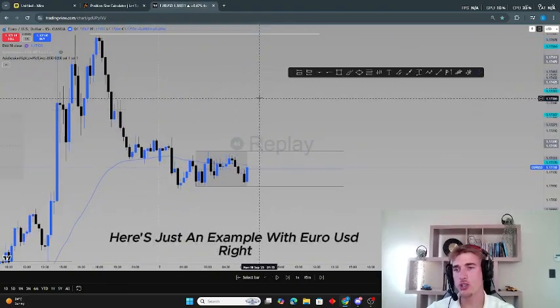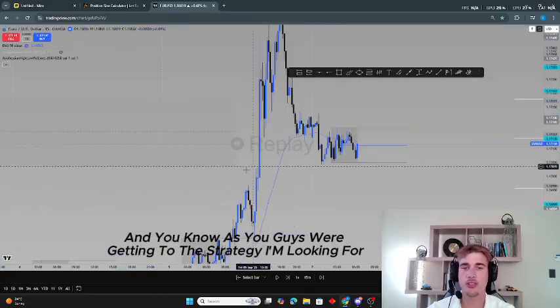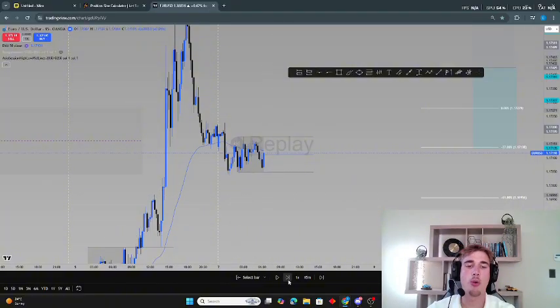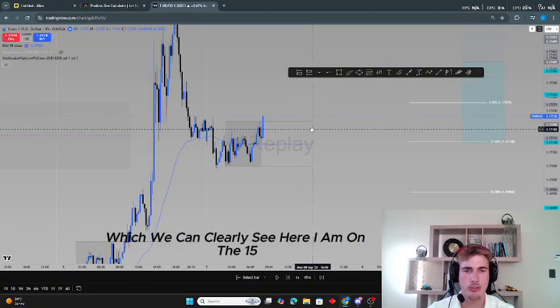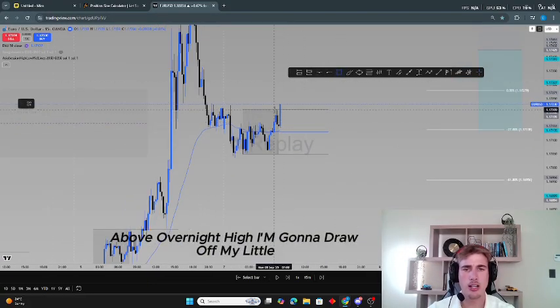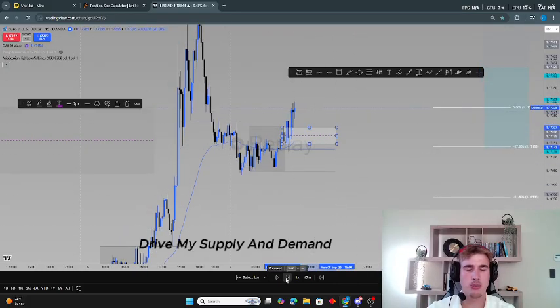So here's just an example with Euro USD, right? And as you guys will get into the strategy, I'm looking for buys because previous day flows were bullish, waiting for the break above overnight high, which we can clearly see here. I am on the 15-minute chart. So we get a little bit of break above overnight high. I'm going to draw out my little supply and demand area. Okay, we can see I draw out my supply and demand area.